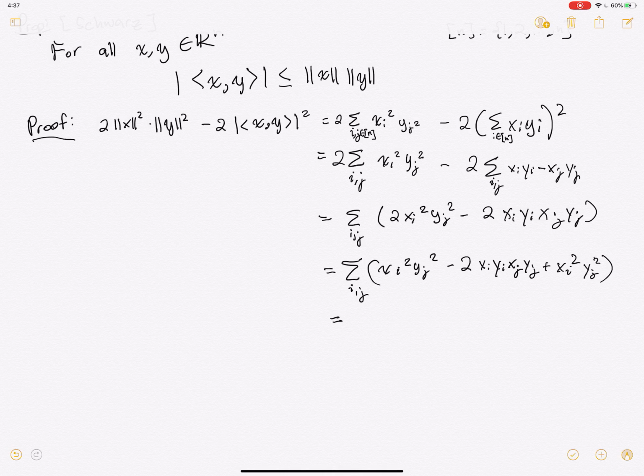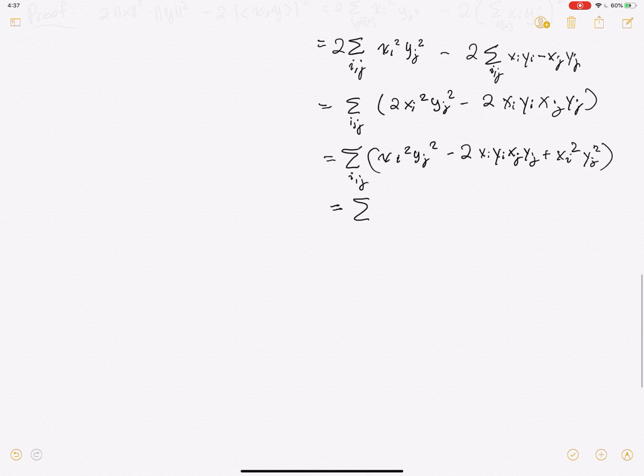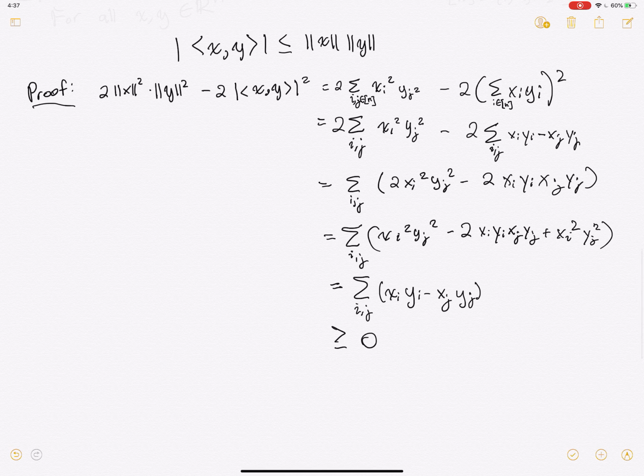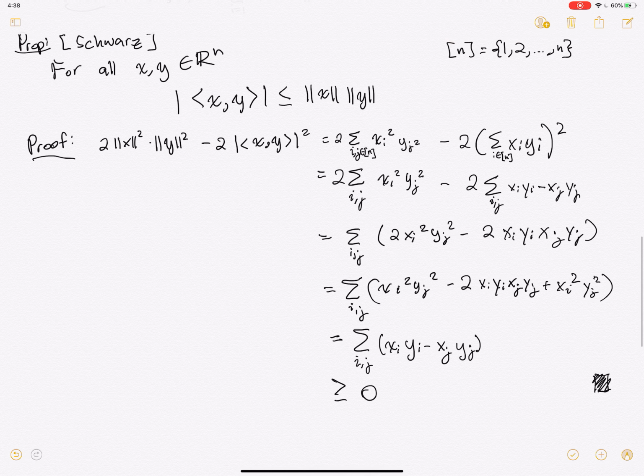And then if you factor it all out, it's a quadratic, you just use that. Sum over i, j of xi yj minus xj yi, squared, and that's just greater than or equal to 0. So then if you rearrange things, you'll end up with the Cauchy-Schwarz inequality, or the Schwarz inequality up there.